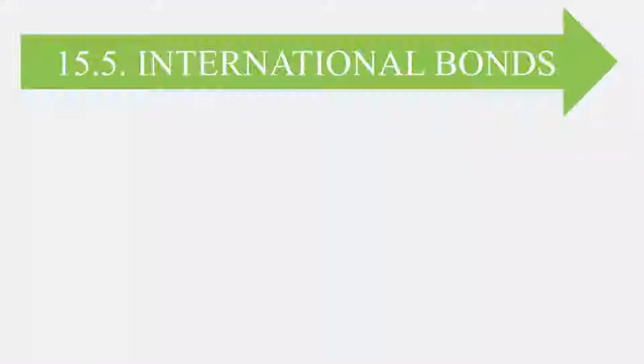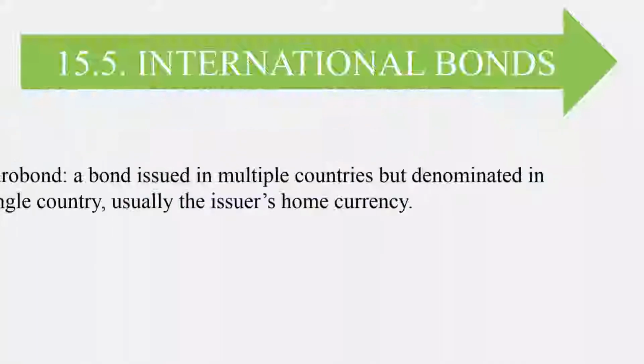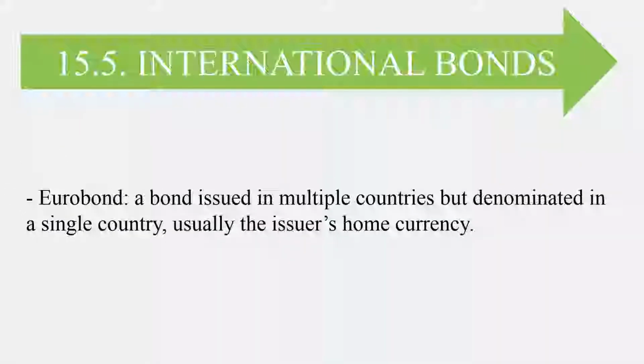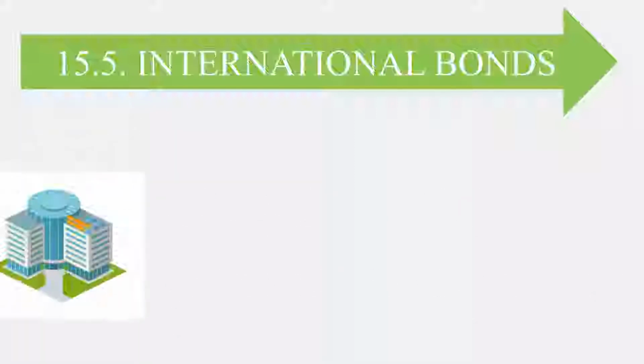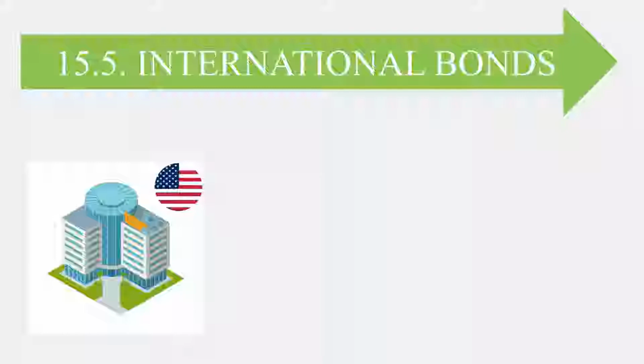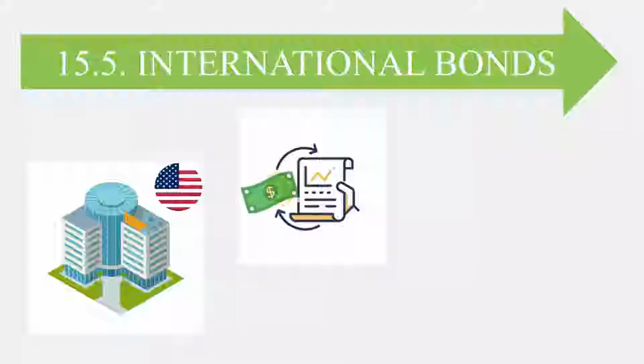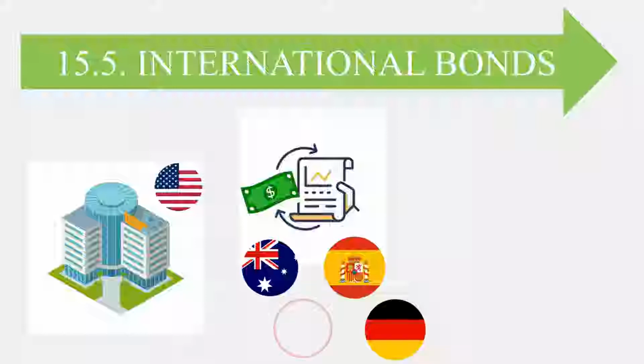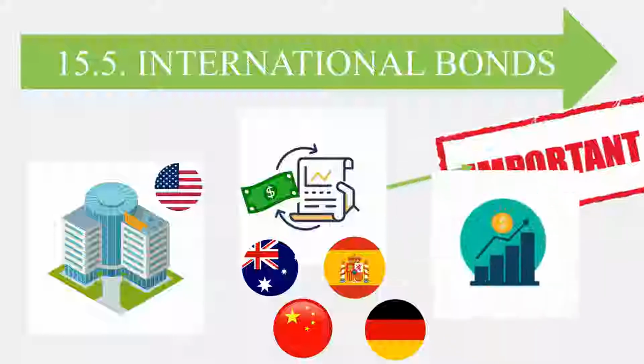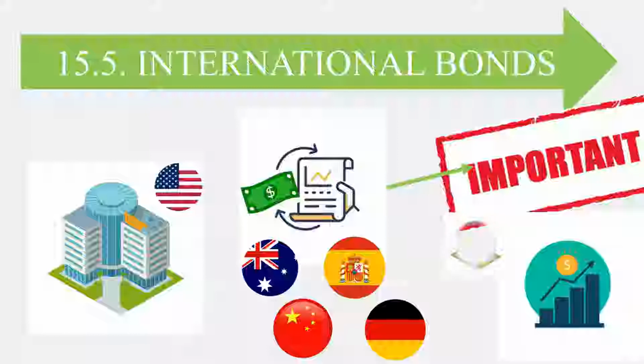Part 5. International Bonds. A Eurobond is a bond issued in multiple countries but denominated in a single currency, usually the issuer's home currency. For example, an American firm may issue a dollar-denominated bond in a number of countries. Such bonds have become an important way to raise capital for many international companies and governments.